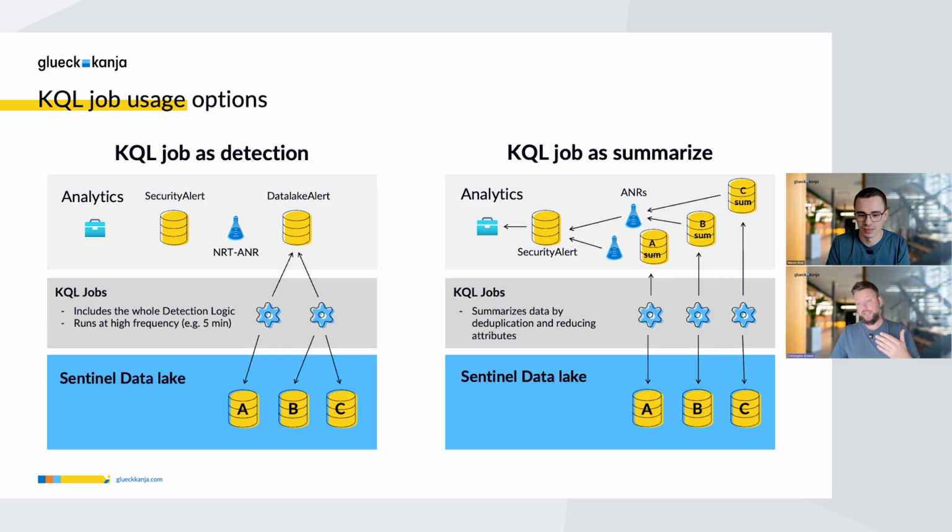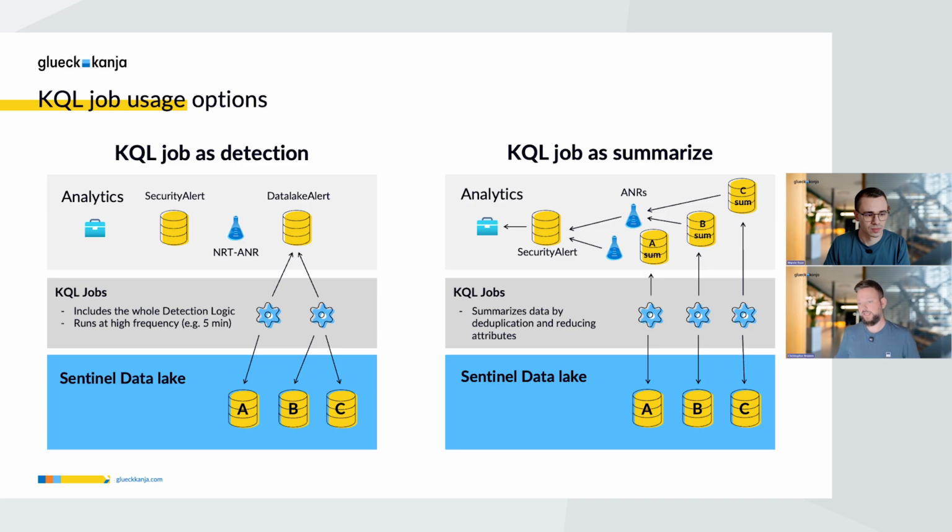But maybe you have more than 1 or 2 detections, then there is a second approach. And this is the approach we also used in the past with that old auxiliary tier stuff and summary rules. We can now use the KQL jobs to bring only a subset of the data to a copy, to a custom table in analytics tier.